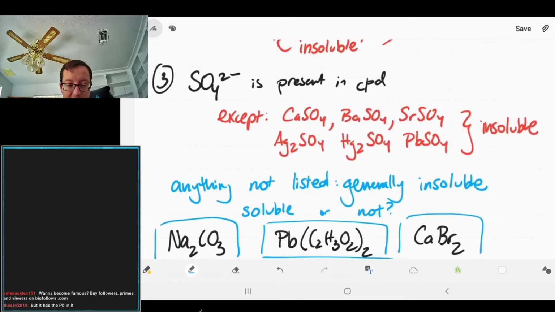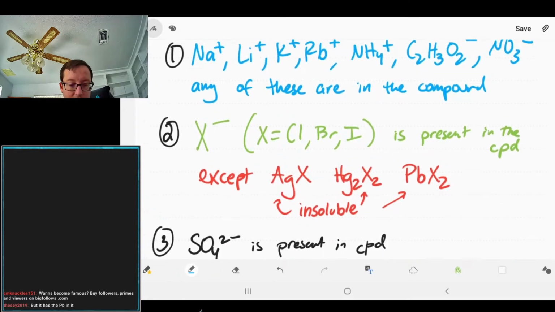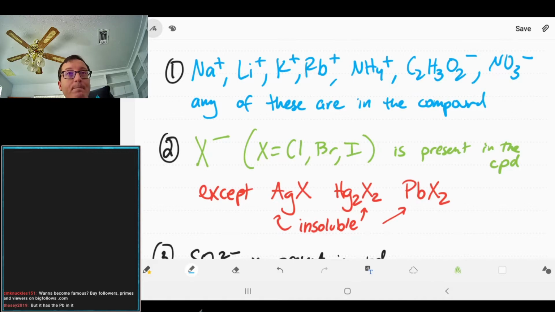Mercury(I) nitrate, let's go ahead and look. Do we have a rule for mercury? Nope. Mercury is an exception for certain rules, but there's no rule for mercury. Do we have a rule for nitrate? Aha, we do. Rule 1. Nitrate there, the very last ion.